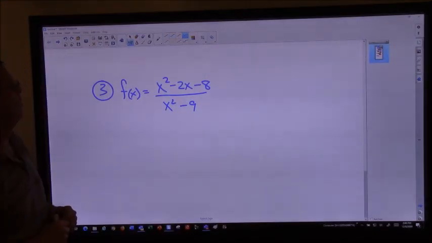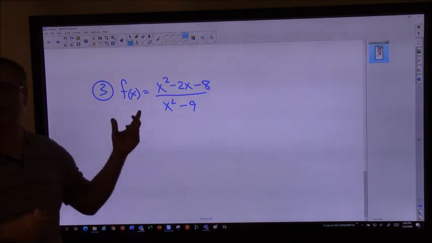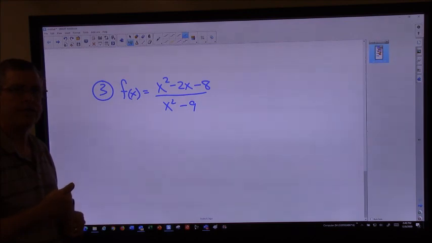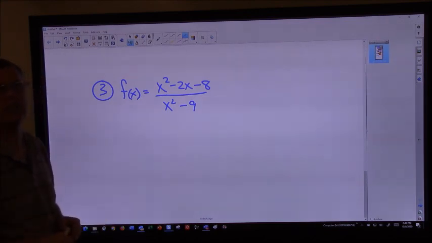All right, so here's one that's a little more complicated. So same thing, we want to try and find all the zeros and all the vertical asymptotes and horizontal asymptotes. You guys go ahead and try.